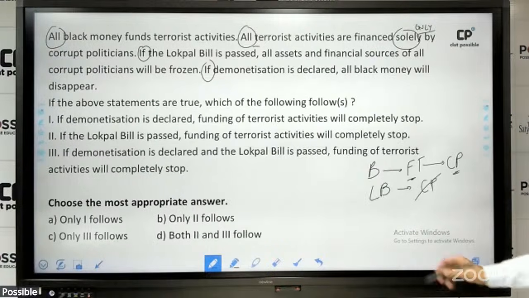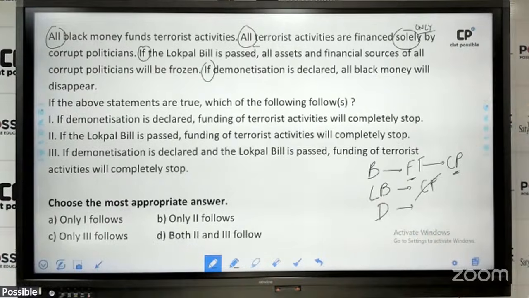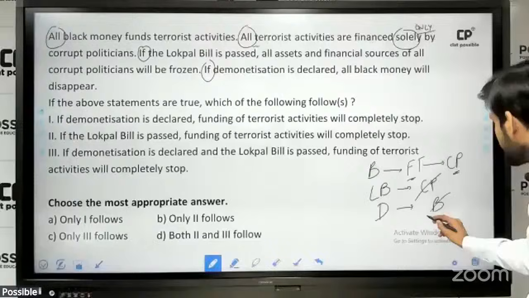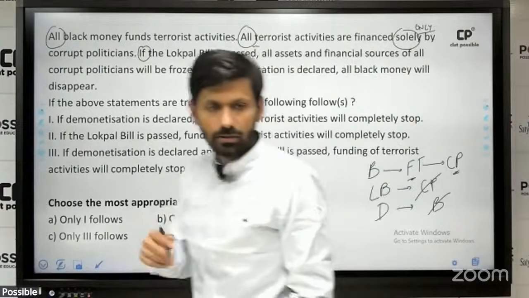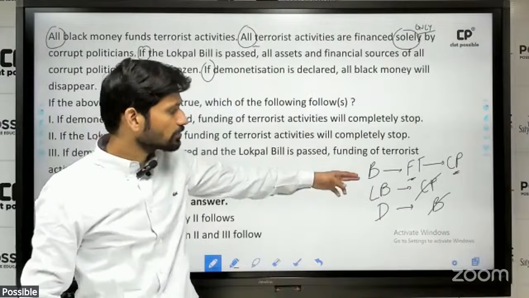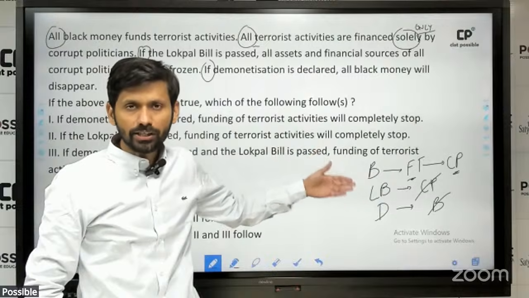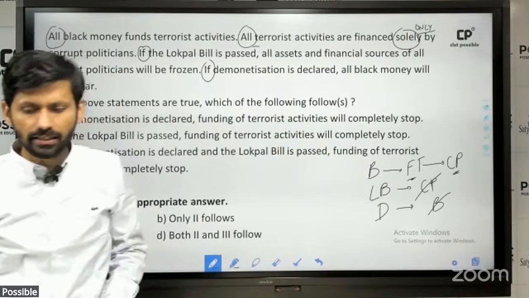If demonetization is declared, all black money will disappear. So black money will disappear. So these are the three conditional statements. As in, there were four, but ये second वाली और first वाली को हमने combine कर दिया था. So three conditional statements. Now that you have these conditional statements in front of you, what do you think is the correct answer?